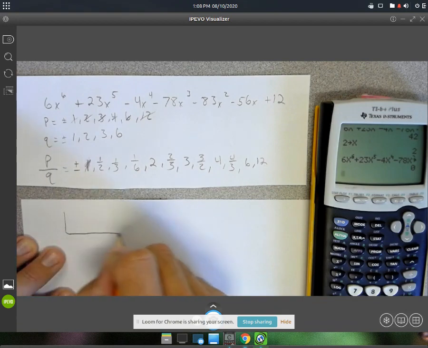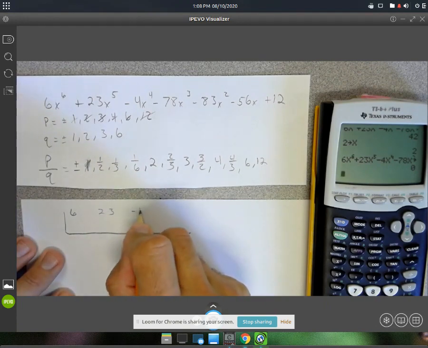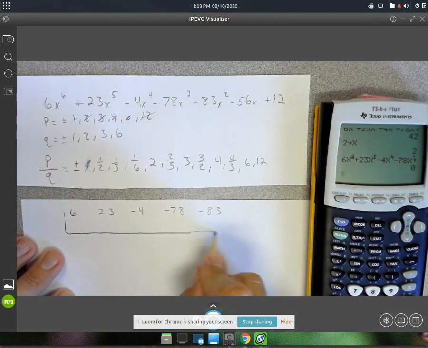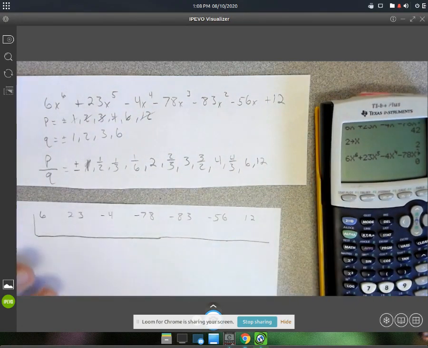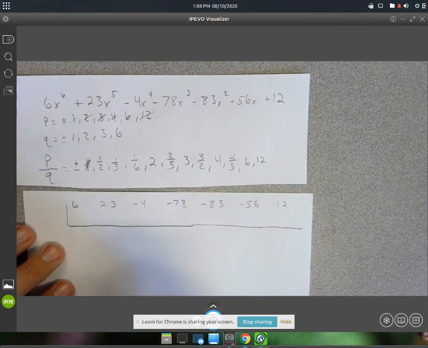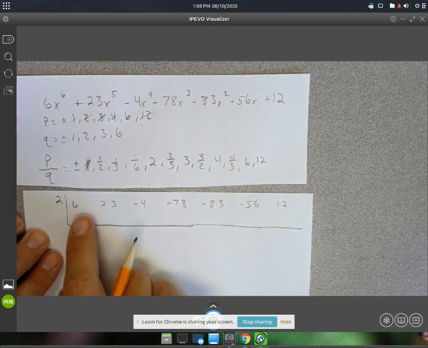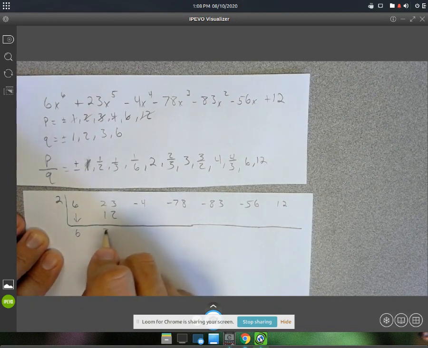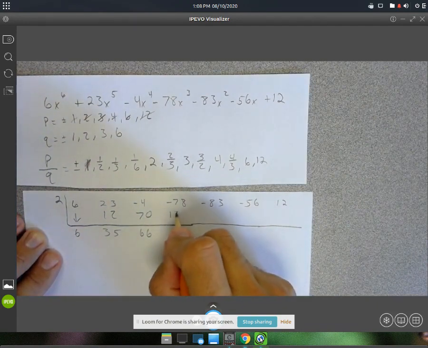Using synthetic division here, we're going to have 6, 23, negative 4, negative 78, negative 83, negative 56, and positive 12. Let's try this out. We're dividing by x minus 2, so we need a 2 on the outside here. Bring down our 6. 2 times 6 is 12. Add those, you get 35. 2 times 35 is 70. Add those, and you're going to get 66. 2 times 66 is 132.